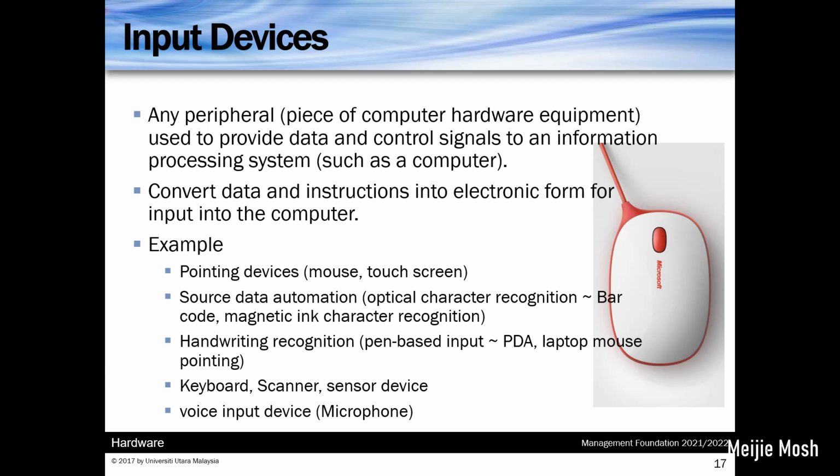The examples of input devices are pointing devices such as a mouse and a touchscreen monitor, source data automation or optical character recognition such as barcode, magnetic ink character recognition, handwriting recognition, or pen-based input such as PDA, laptop mouse pointing, keyboard, scanner, sensor device, and voice input device or microphone.